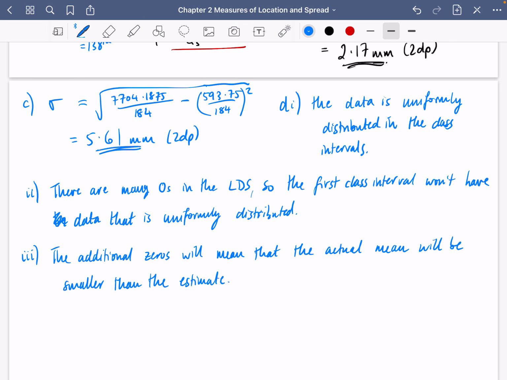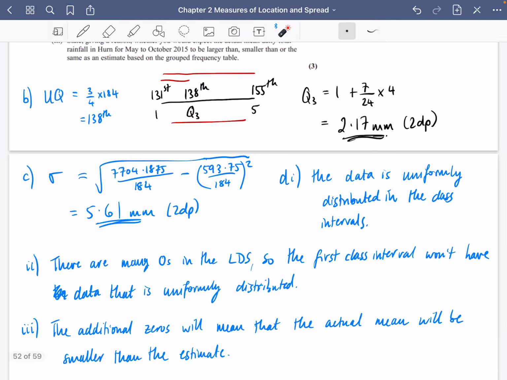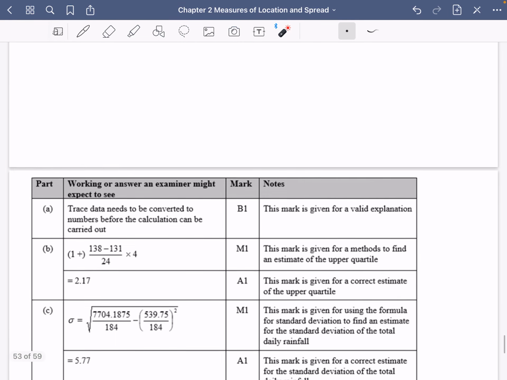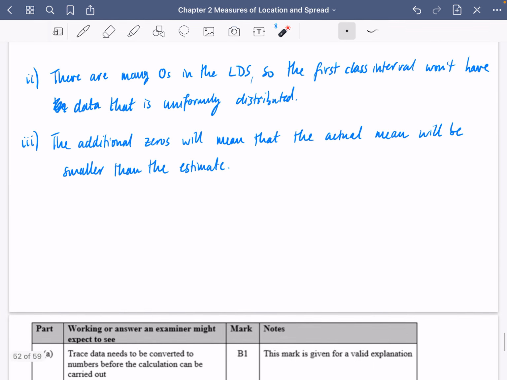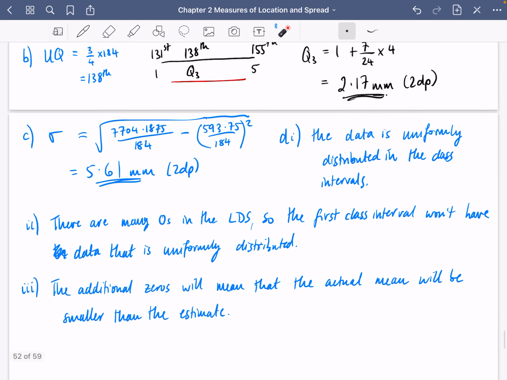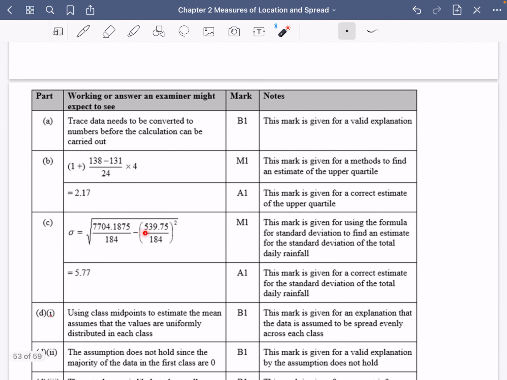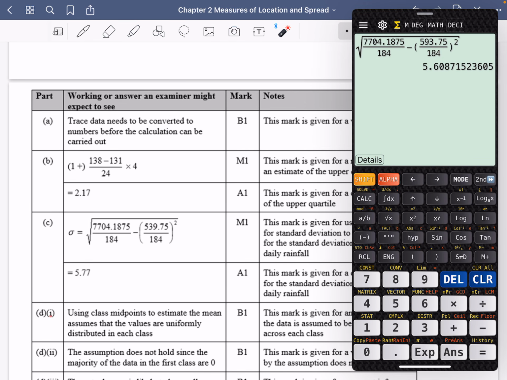Okay, let's have a look at the mark scheme. So let's remind ourselves of our answers. We've got 2.17, 5.61, okay. So we've got the trace data needs to be converted to numbers. We said that. 2.17 for the upper quartile. 5.77. Oh, I must have typed something in wrong there because this all looks correct. I must have just done something incorrect on my calculator. Let's see if we can spot the error.